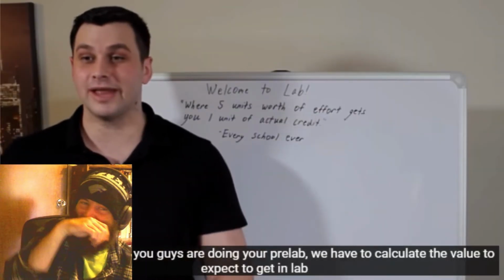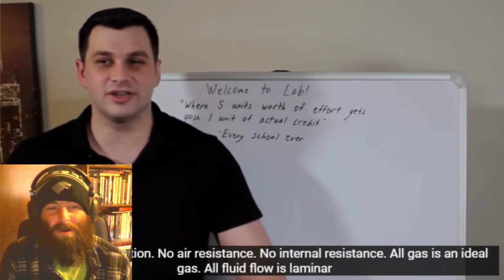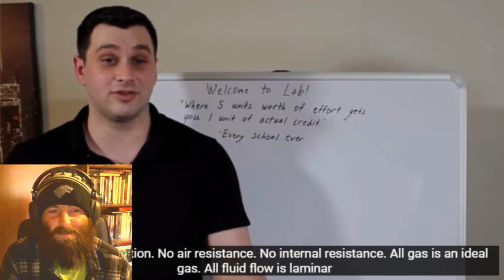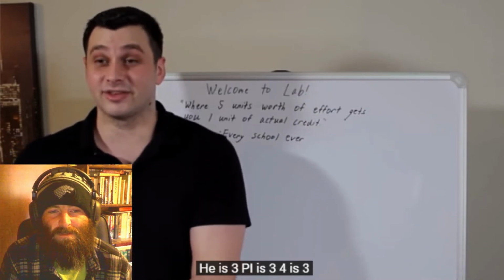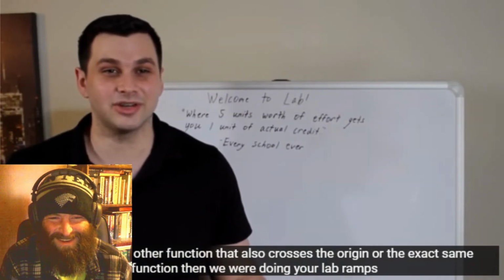And remember, when you guys are doing your pre-labs, where you have to calculate the values you expect to get in lab, just assume no friction, no air resistance, no internal resistance. All gas is an ideal gas. All fluid flow is laminar. E is 3, pi is 3, 4 is 3. Sine of x and any other function that also crosses the origin are the exact same function.